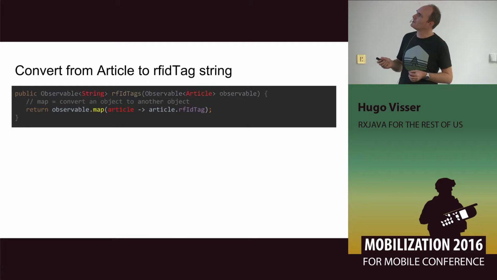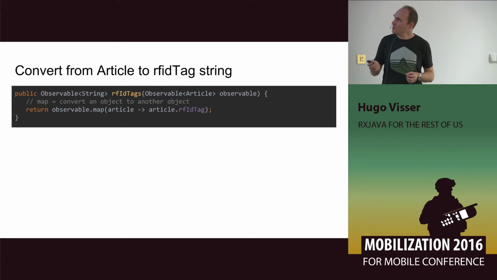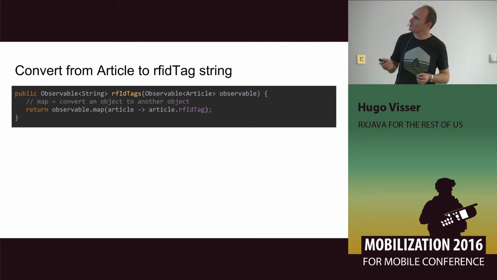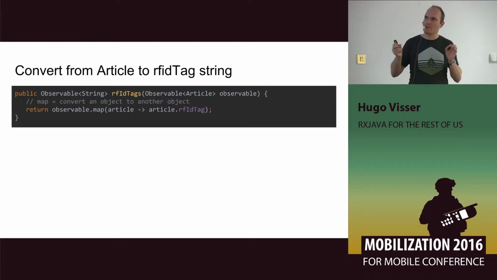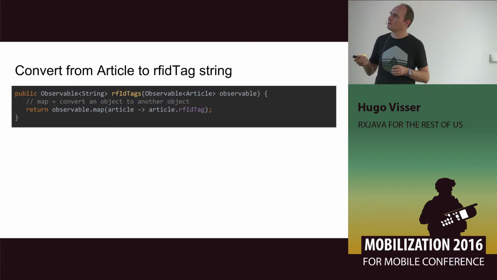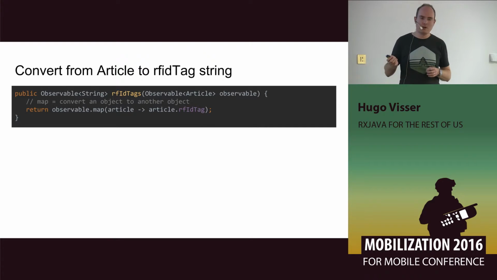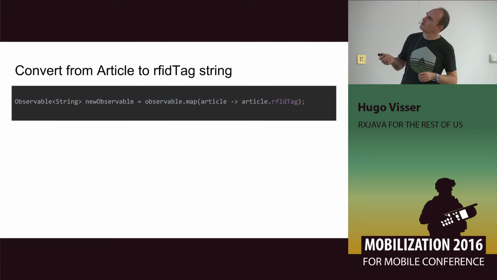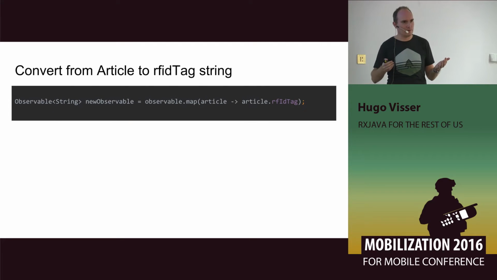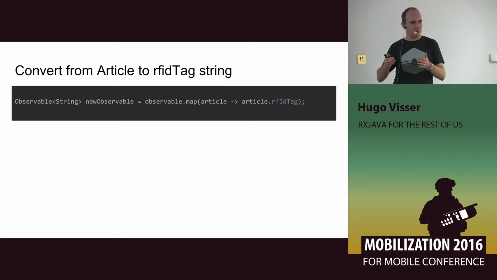You can see it's taking the article and converting it to a string using this map. So that's pretty simple. But what's important to realize here is that we are actually creating a new observable. We are creating a new observable that's wrapping the old one. So it's basically doing this. It's a little bit like a string. If you're doing string.substring, you're creating a new string.